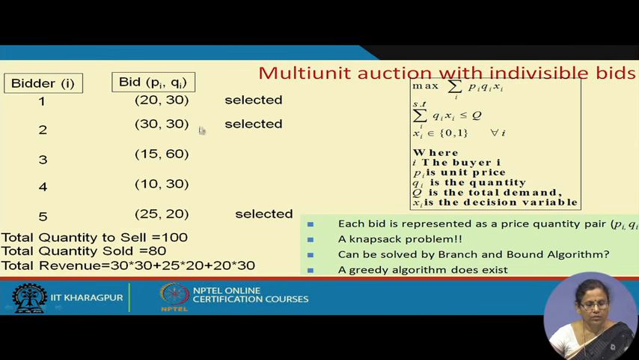But here also you can solve it very easily. How? Sort it, and after sorting, the highest bidder gets the full amount, the second highest bidder gets the full amount, the third highest bidder gets the full amount. The moment you encounter a bidder where you are not able to fulfill the total demand, you stop. That can be a greedy algorithm for solving this problem.